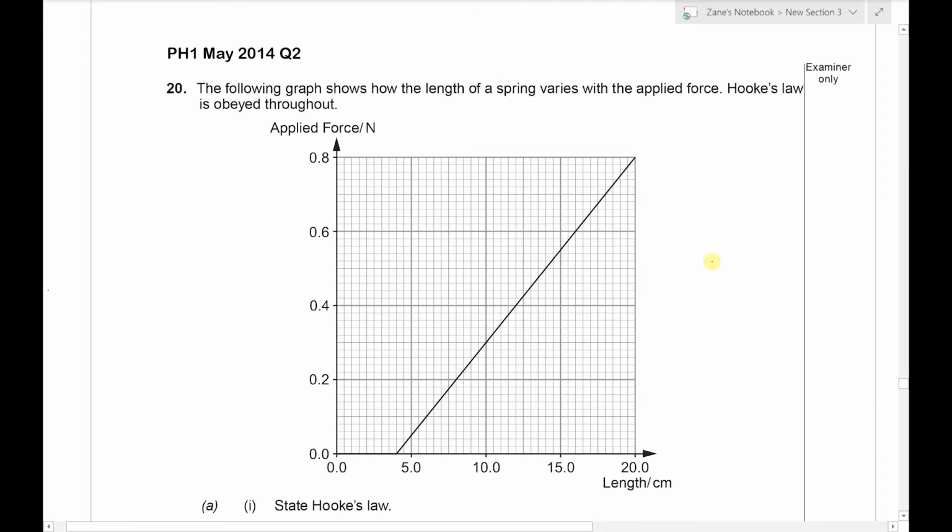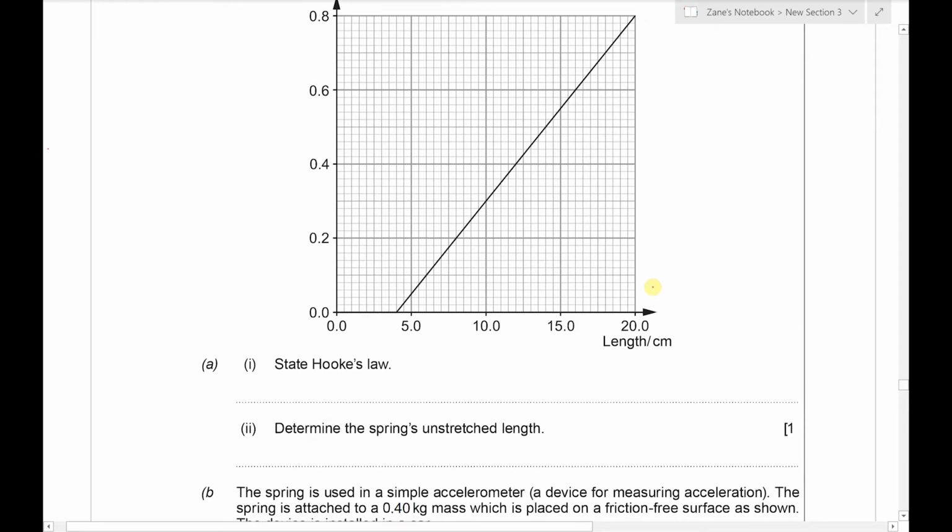This is question 2 from May 2014 Unit 1, and it's a question about a spring that's obeying Hooke's law. So what we've got to start with is a graph showing the applied force against the length, and the first thing we're asked to do is state Hooke's law.